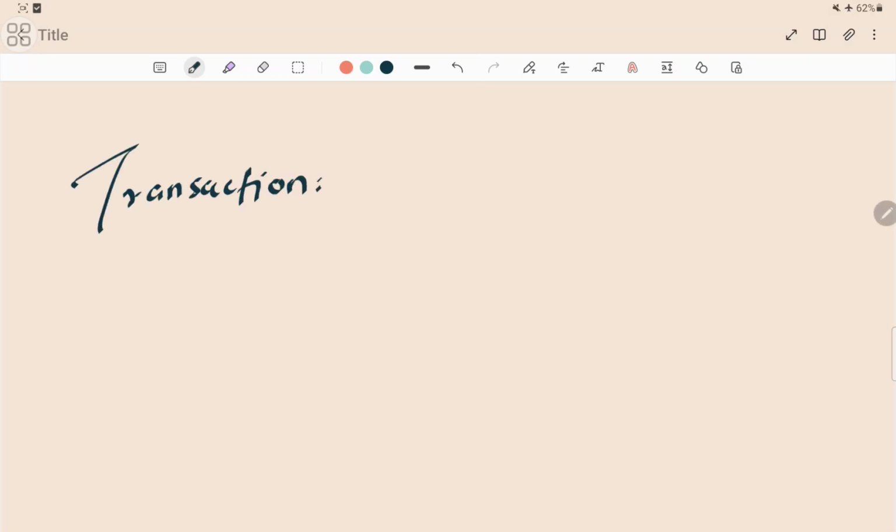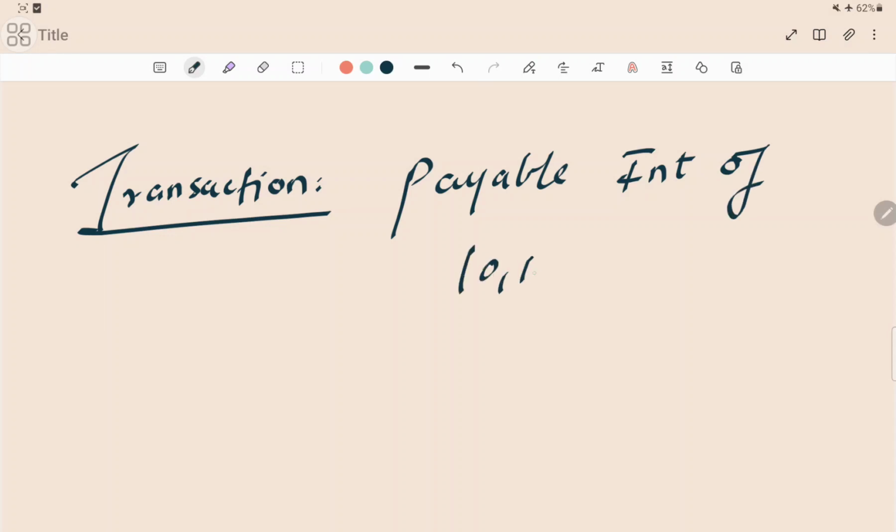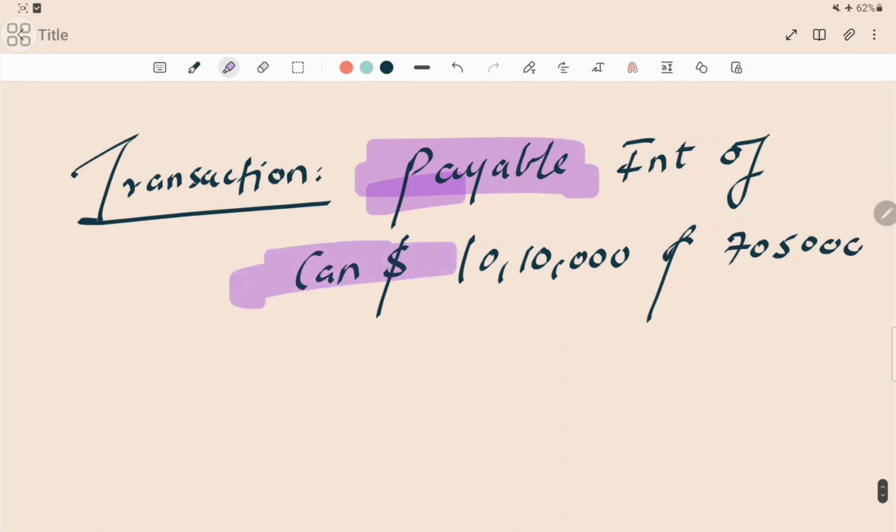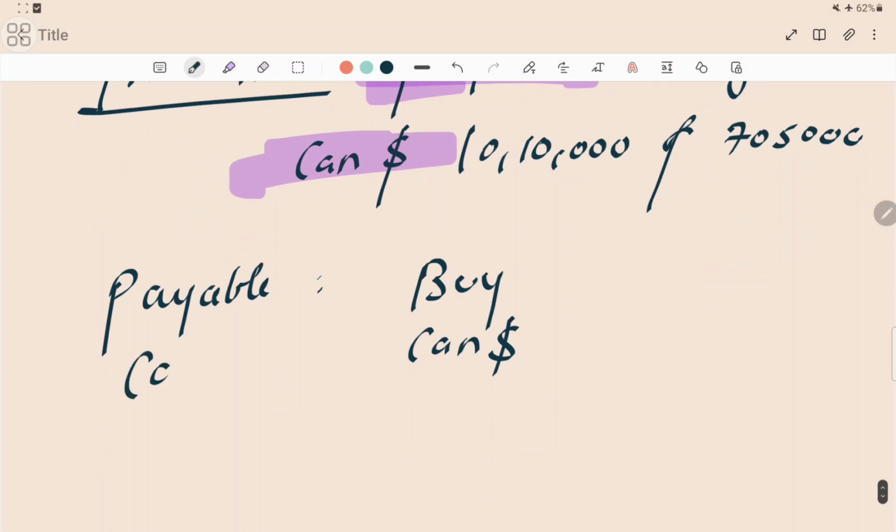Now, what is my transaction? My transaction, as in, is it payable or receivable? Payable. The amounts of 10,10,000 and 7,05,000, if you remember the question. Canadian dollar, both these are Canadian dollars. So my transaction is payable and my exposure is Canadian dollar. Payable means what? Payable means I have to buy Canadian dollar, correct or not? Payable Canadian dollar is equal to buy Canadian dollar.